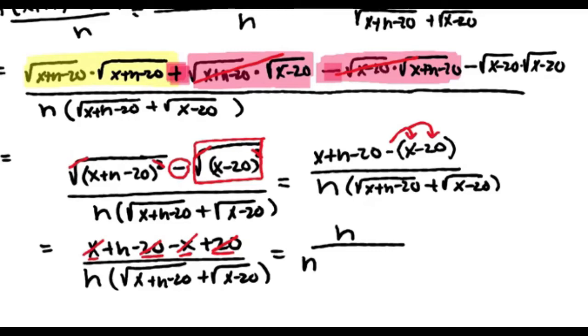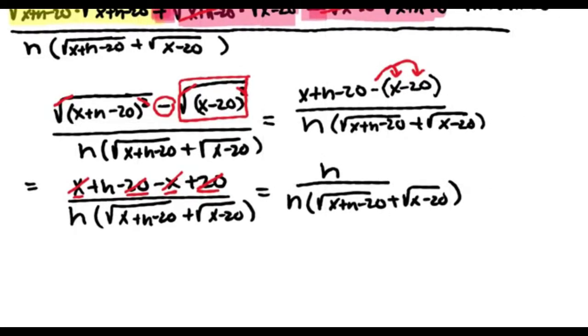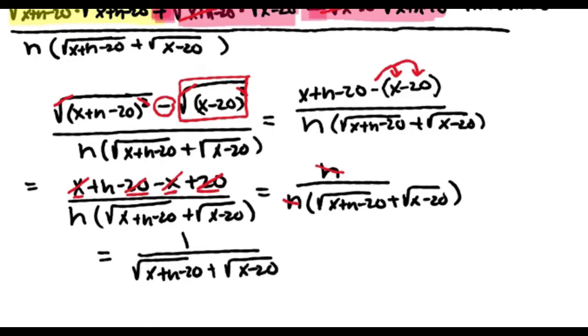In the denominator, we have h times square root of x plus h minus 20 plus square root of x minus 20. And we have a common factor in the numerator and denominator that cancels, this common factor of h will cancel out. And this is our final expression. We have 1 left in the numerator, and in the denominator we have square root of x plus h minus 20 plus square root of x minus 20. And this is our difference quotient for the function f of x equals square root of x minus 20.